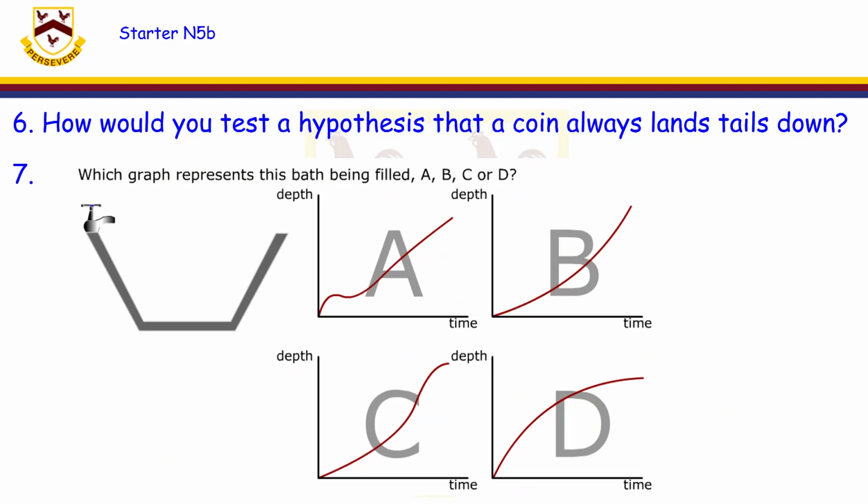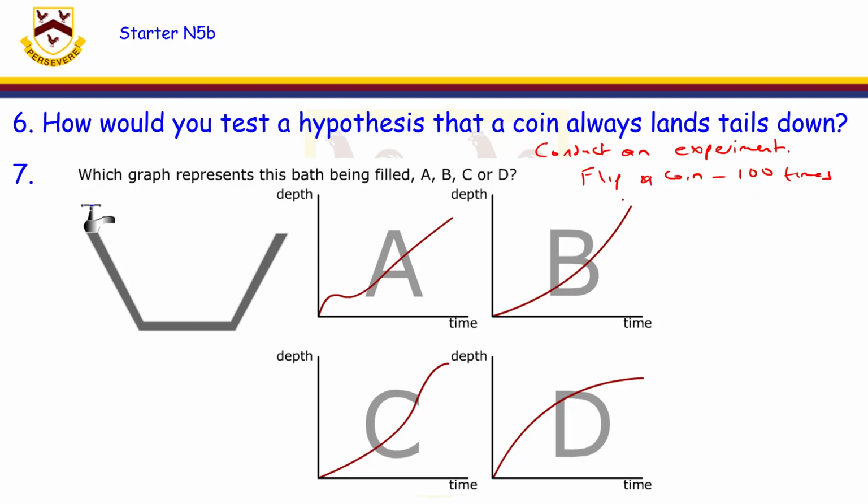Okay, so question 6. How would you test the hypothesis that a coin always lands tails down? How can we test that it always lands tails down? Well, we would conduct an experiment. In this experiment then, we'd flip a coin. How many times? 10 would be good, but 100 would be better. So the more times we can flip it, the better. And if you did 1,000 times, even better.